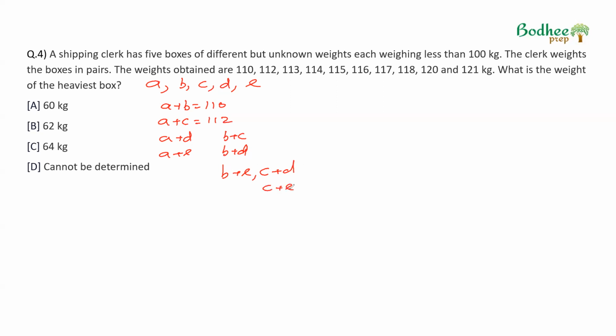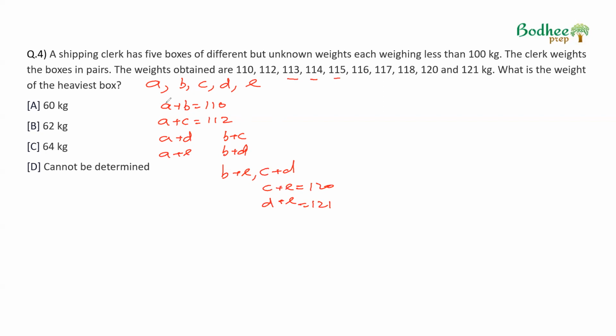Then we will have C plus E. And finally, we will have D plus E. C plus E will be greater than all the others, and D plus E will be greater than C plus E because D plus E is the largest weight. So this has to be 120, this has to be 121. But again, even though we are not sure about these 1, 2, 3, 4, 5, 6 weights, they have to be one of the given weights. So for example, A plus D could be 113, A plus E could be 114, and so on.